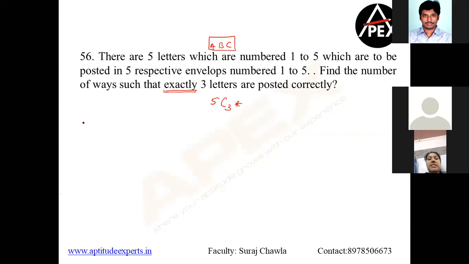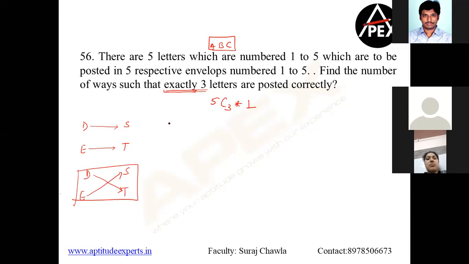Now I'm left with letter D and letter E. Clear? And their respective right envelopes are S and T. Now please understand, if D goes into the right envelope, then E also will go to the right envelope, and then this condition will be lost. So I have to ensure that D is not going to S and E is not going to T. So how many ways can I do that? If D is not going to S, then D has to go to T. And if E is not going to T, then E has to go to S. So there is only one way in which I can post these two incorrectly. Are you getting the logic, guys?